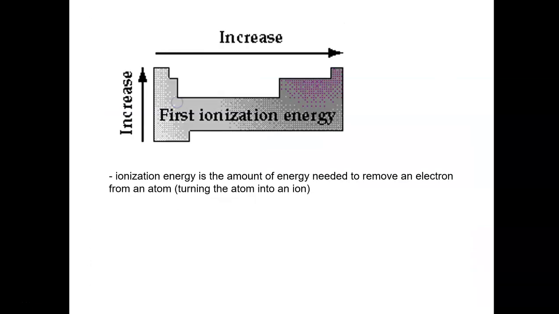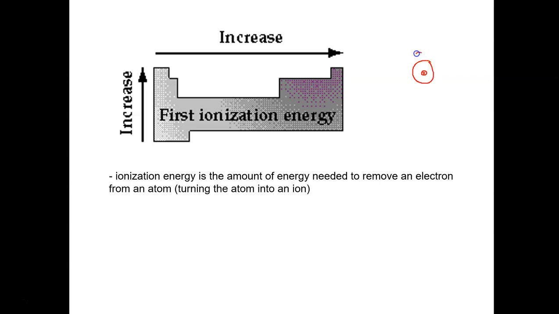Now, there is another property that we talk about on the periodic table called ionization energy. Right? Ionization energy is the amount of energy needed to remove an electron from an atom. So you can imagine that it's going to take energy to remove an electron. Let me just draw a quick little sketch here. So the middle of the atom is the nucleus. We have a positive charge for the nucleus because that's where the protons are.